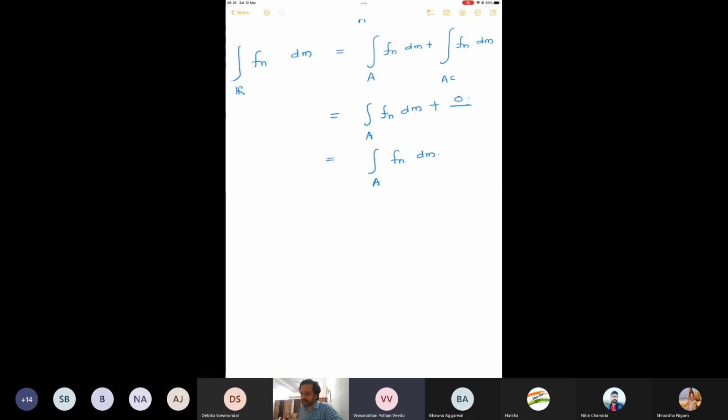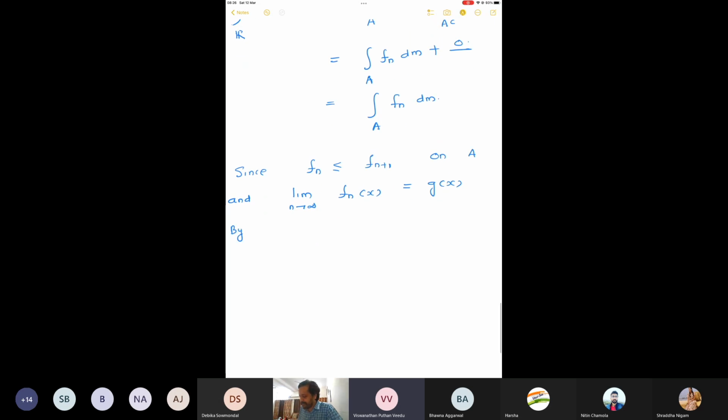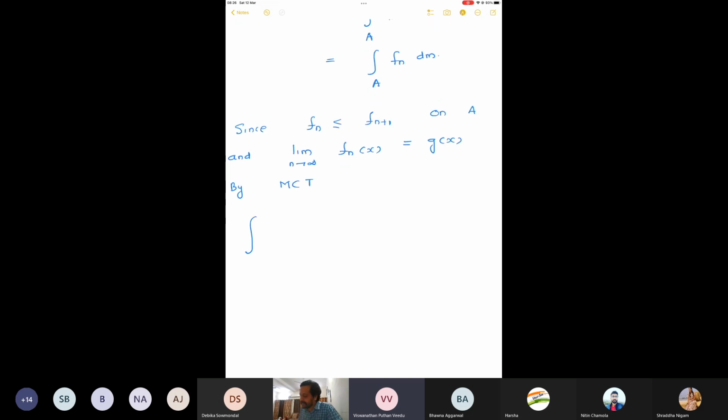Okay. Now, since fn is less than or equal to fn plus 1 on A, this is for all x on A, and the limit as n tends to infinity of fn of x is equal to g of x, this is a perfect situation where we can use the monotone convergence theorem. By the monotone convergence theorem, which we proved previously, the integral over A of g dm is equal to the limit of the integral of fn dm, everything over A.